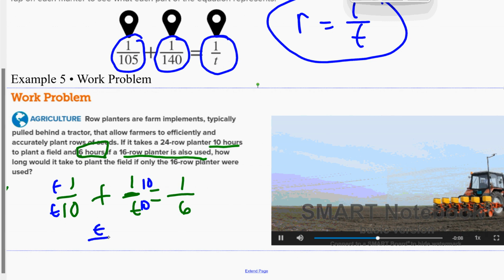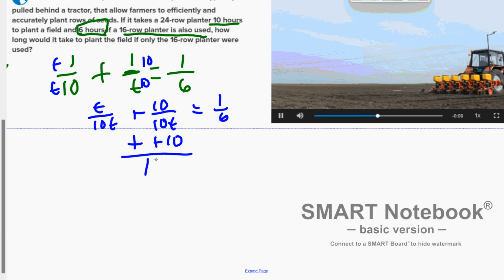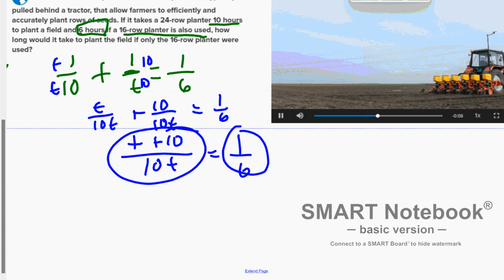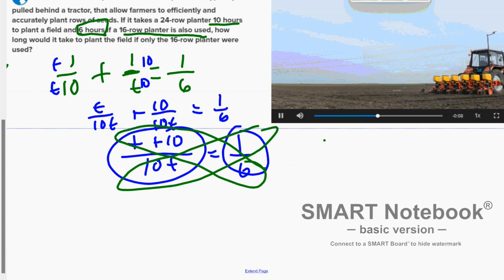So we get t over 10t plus 10 over 10t equals 1/6. So that would be t plus 10 over 10t equals 1/6. Now it's a fraction equals a fraction, so it's just a proportion, right? So we can cross multiply. We multiply these together, and we multiply these together. So we get 6t plus 60, that's a plus sign there, equals 1 times 10t, which is 10t.